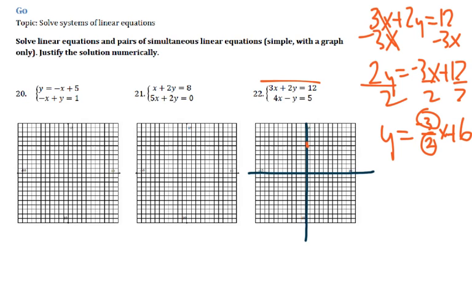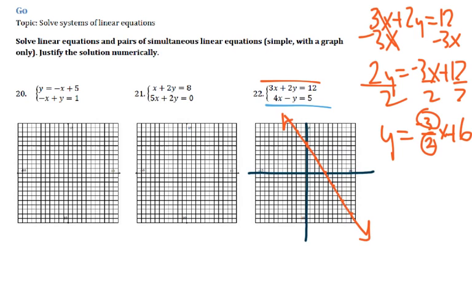1, 2, 3, 1, 2. We're down 1, 2, 3, 1, 2. Continuing down 3 and right 2 each time. So there's our first line.